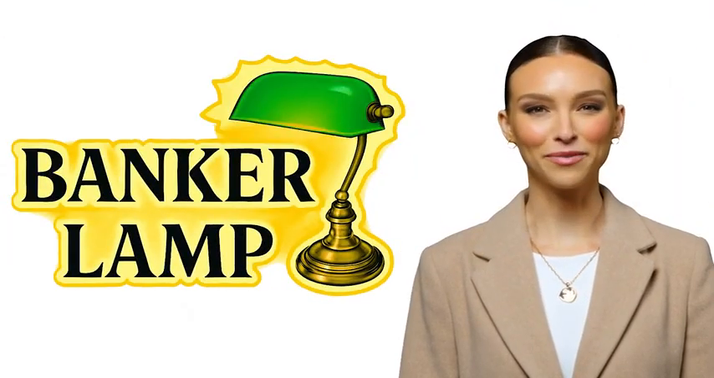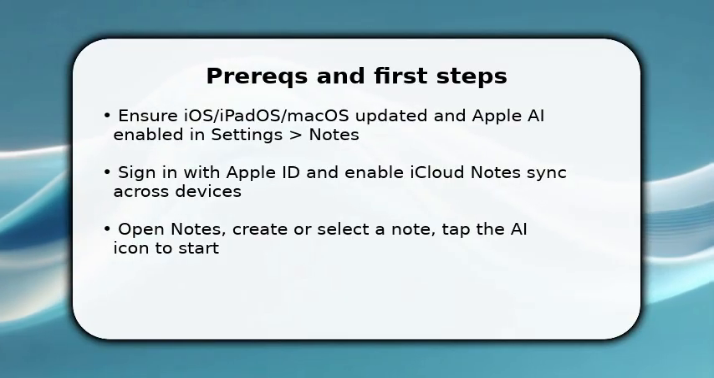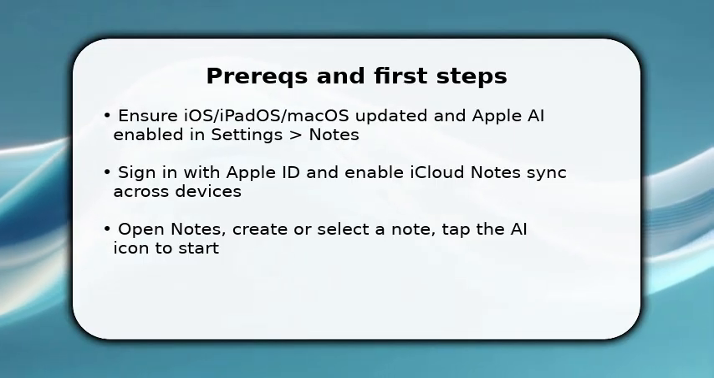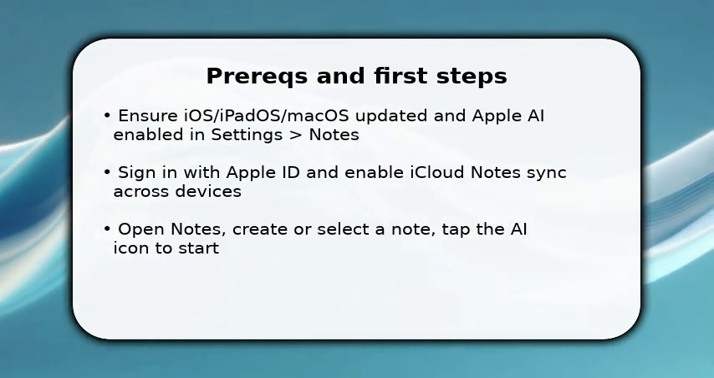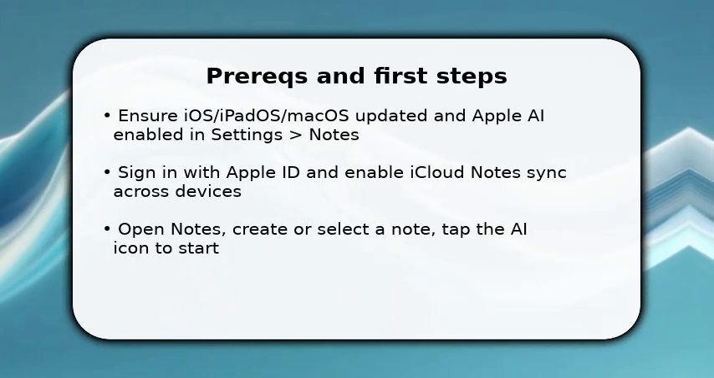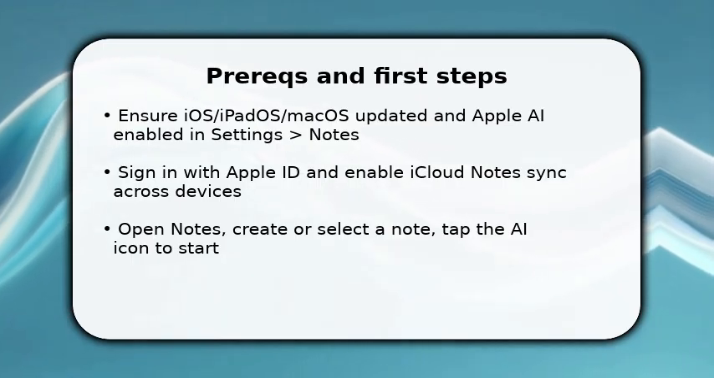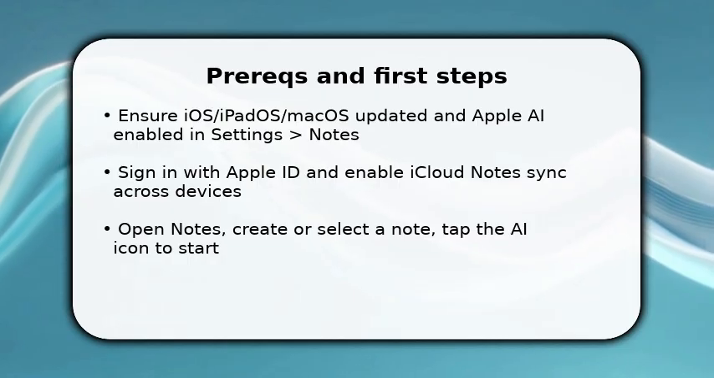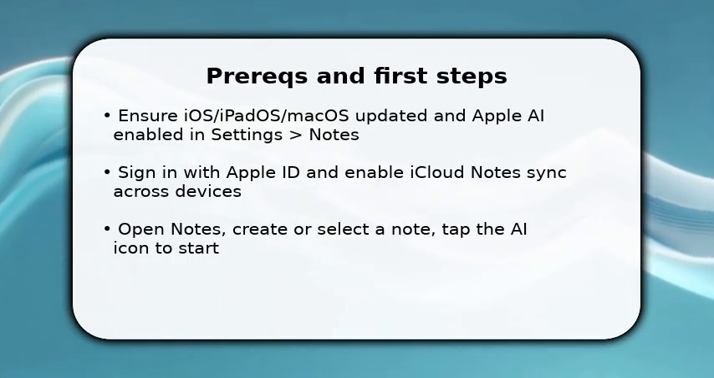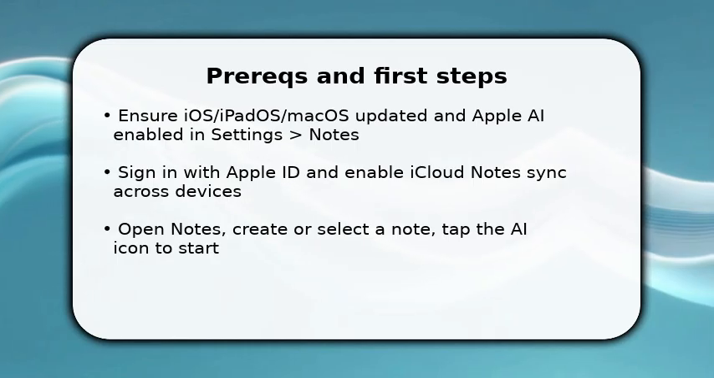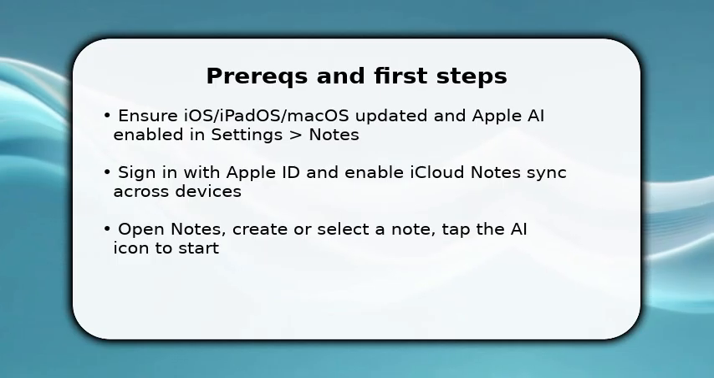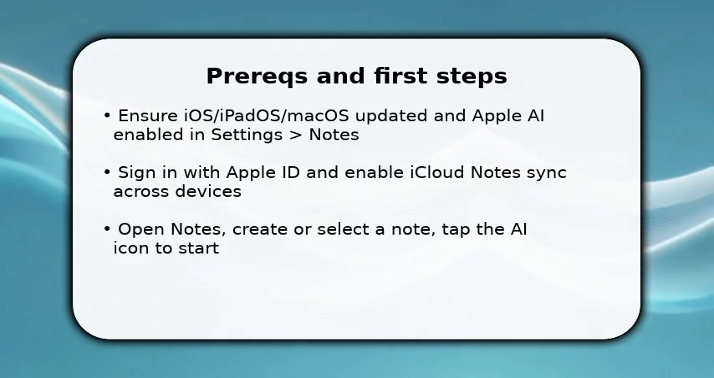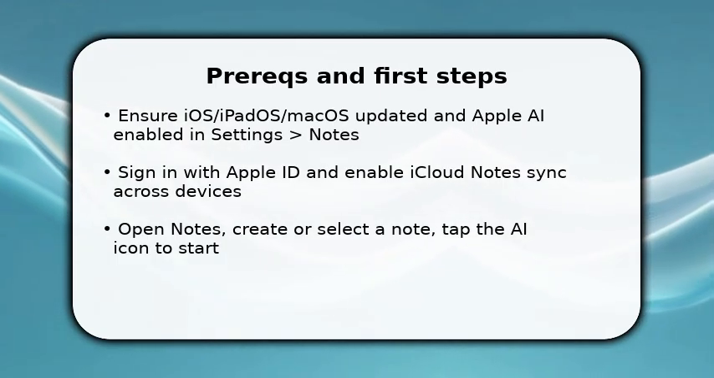You start by confirming prerequisites: an updated device and Apple AI enabled in settings so processing is available. Once done, make sure your Apple ID is signed in and iCloud Notes Sync is active so AI can access context. Next, open Notes and either create a new note or pick an existing one. Then locate and tap the AI icon to initiate suggestions.